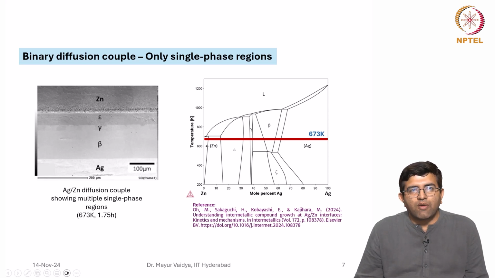So you will not have a layer which has both epsilon plus gamma. You have only the regions where epsilon is there, gamma is there, beta is there. So you don't have a mixture of phases developed in the interdiffusion zone in a binary diffusion couple.